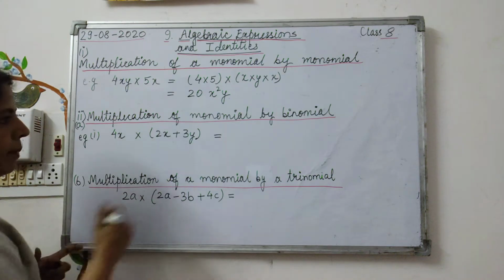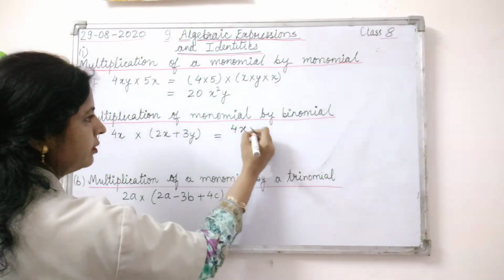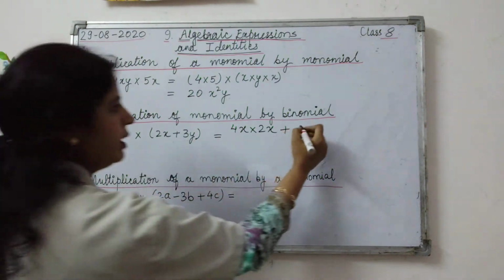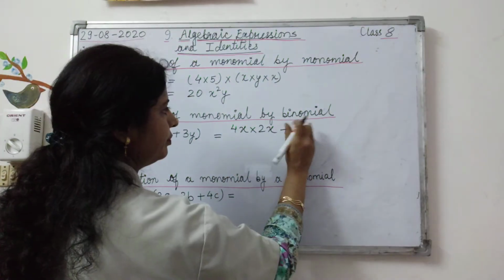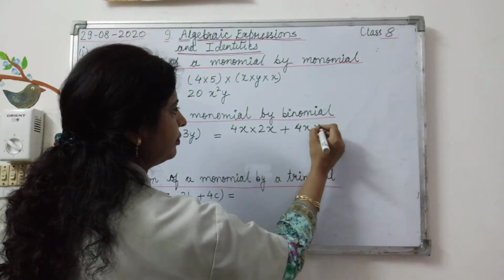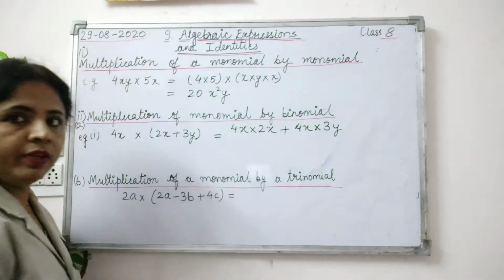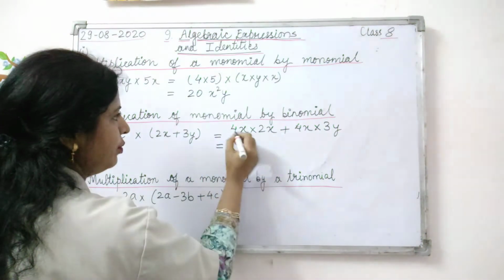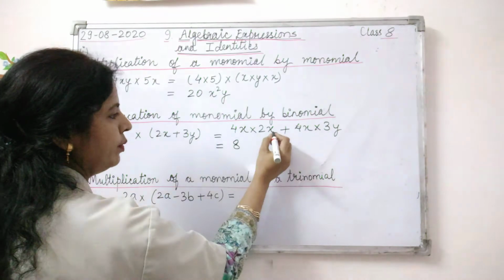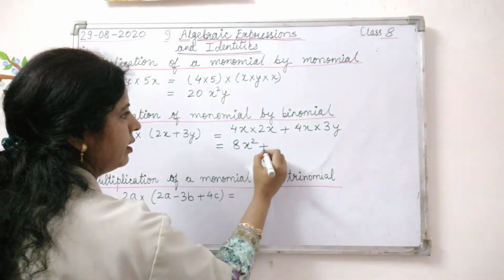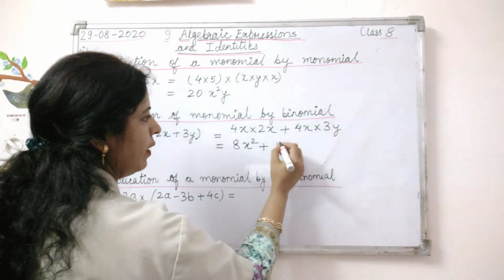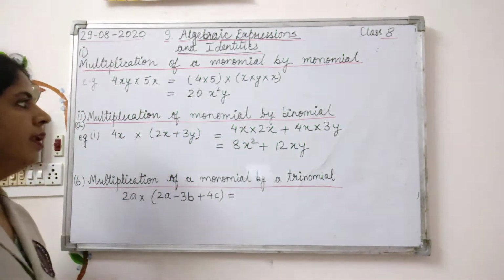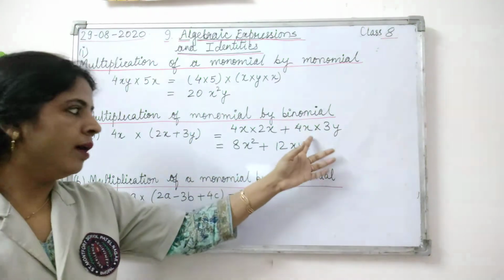4x first multiplied by 2x, plus 4x then multiplied by 3y. And already we know how to multiply a monomial by a monomial. 4 twos are 8, x into x gives us x square. Similarly 4 threes are 12, x into y gives us xy. This is how we will multiply a monomial by a binomial.